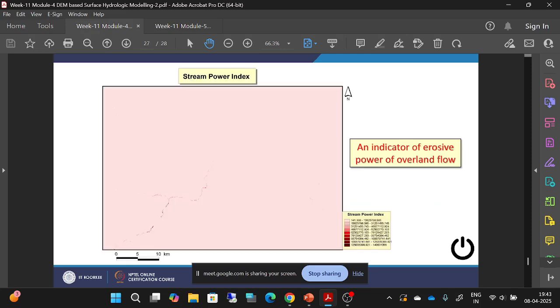So here again we have a digital elevation model showing you the stream power index. It's largely very low in these areas, but here you can see the darker lines. It's an indicator of erosive power of overland flow. So it's mostly along the channels. That's why here you can see that dark color.